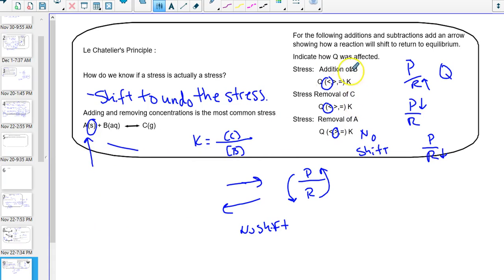Okay, so addition of B, we will see this will shift. Addition of B will shift to the right. That consumes B, produces C, and reverts Q back to K. Removal of C shifts the same way.